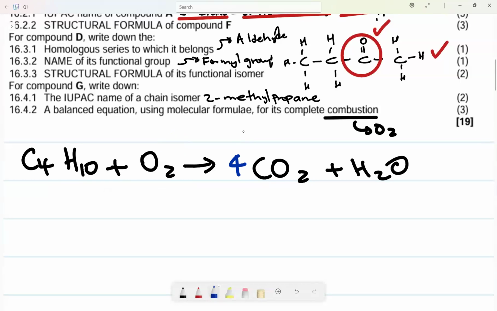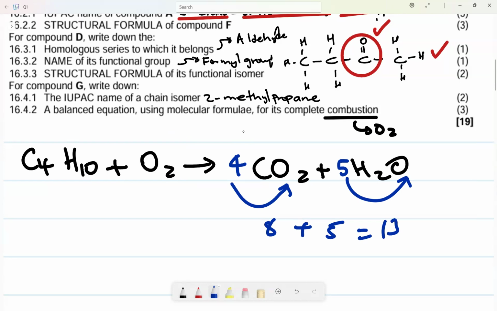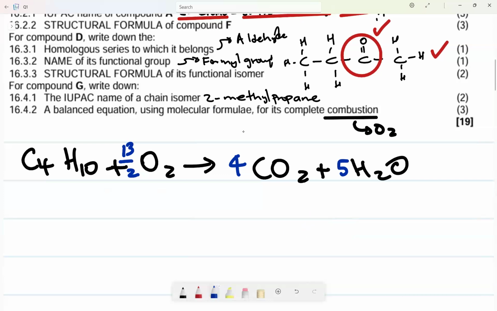Hydrogen here, how many do I have? I have 10. Here on this side, I have 2. So 10 divided by 2 is 5. I need to put 5 here, right? Then oxygen: it is 4 multiplied by 2, which is 8, plus 5, which gives me 13 on this side. 13 divided by 2, it is what? But now we need to multiply everything by 2, so as to remove the fraction.